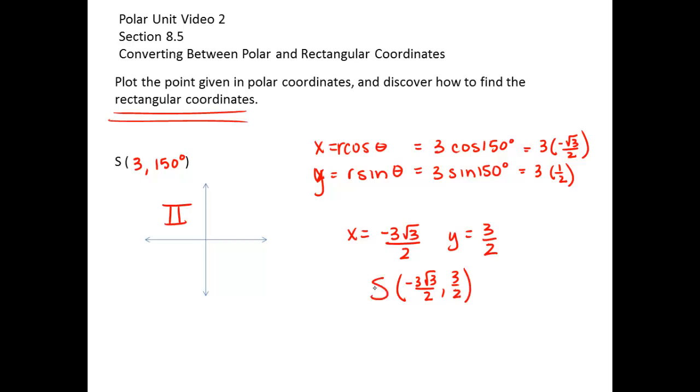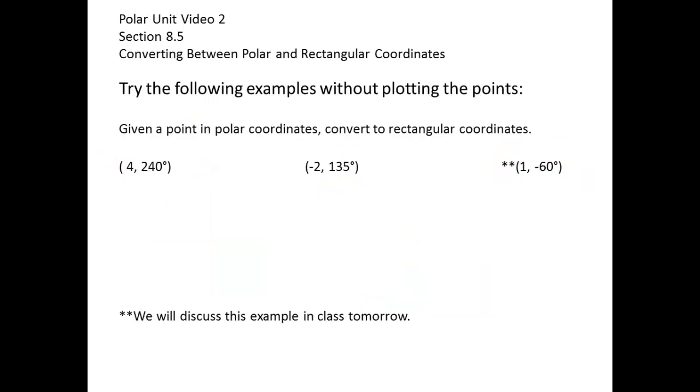This is my rectangular coordinates for the same point as 3, 150 degrees. All right, so I want you to try the following examples without plotting the points. I'm going to give you polar coordinates and we're going to convert them to rectangular. I'm going to leave this one for you to do on your own, and that's what we'll discuss first thing tomorrow.